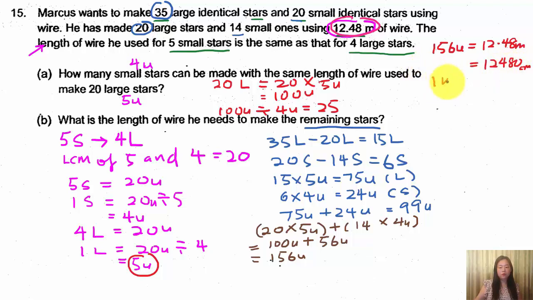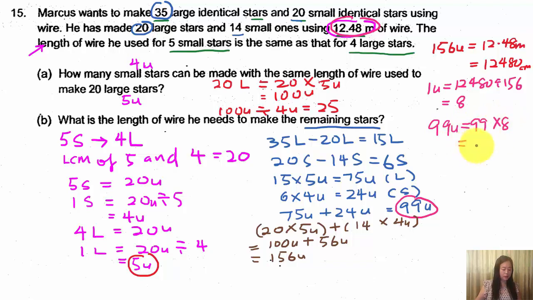So 1 unit will become 12,480 divided by 156, which is equal to 8. So if 1 unit is 8, we want to make 15 large stars and 6 small stars, which is actually 99 units. So 99 units is equal to 99 times 8. And the answer will be 792.